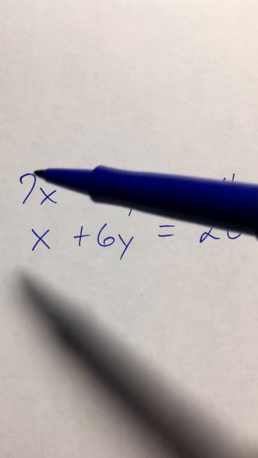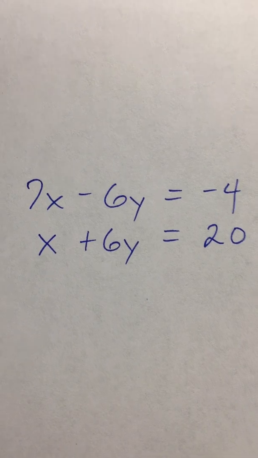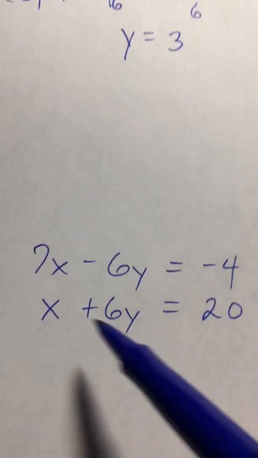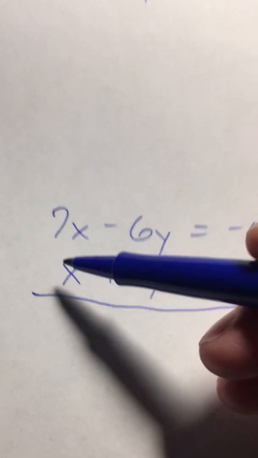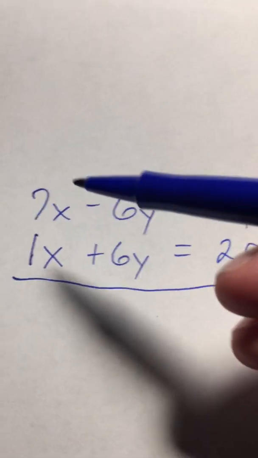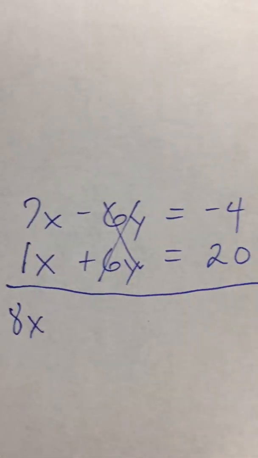Now, notice when I add these together, are the x's going to disappear or will the y's disappear? Yes, you're correct. The y's are going to disappear when we do this. So I'm going to draw myself a line. We're going to add these vertically. This is a 7 plus a 1 because there's a 1 in front of that x. So 7 plus 1 is 8x. The 6 y's cancel out.